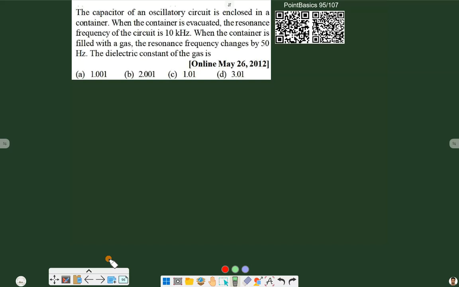A capacitor of an oscillatory circuit is enclosed in a container. The container is evacuated. The resonance frequency is 10 kilohertz. When the container is filled with gas, the resonance frequency changes by 50 hertz. So here it changes by 50 hertz. That is important. It does not become 50 hertz. It only changes by 50 hertz.